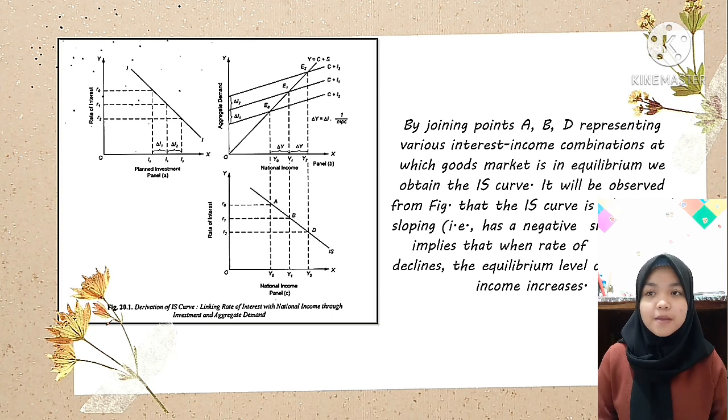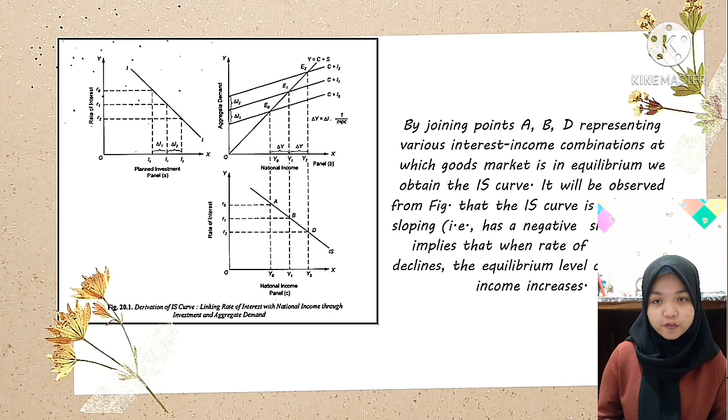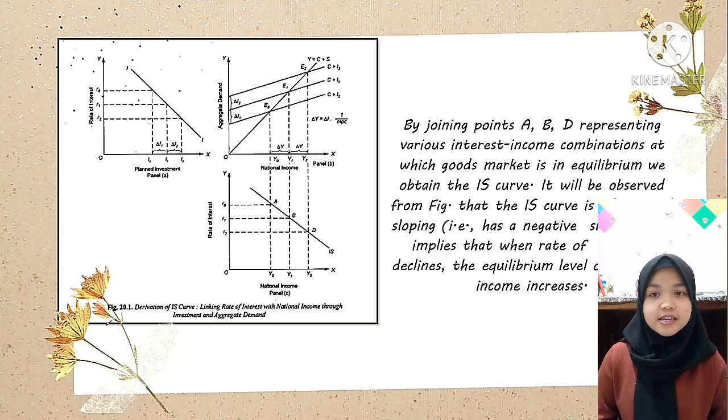By joining points A, B, D representing various interest income combinations at which goods market is in equilibrium, we obtain the ES curve. It will be observed from the curve that the ES curve is downward sloping, which implies that when rate of interest declines, the equilibrium level of national income increases.